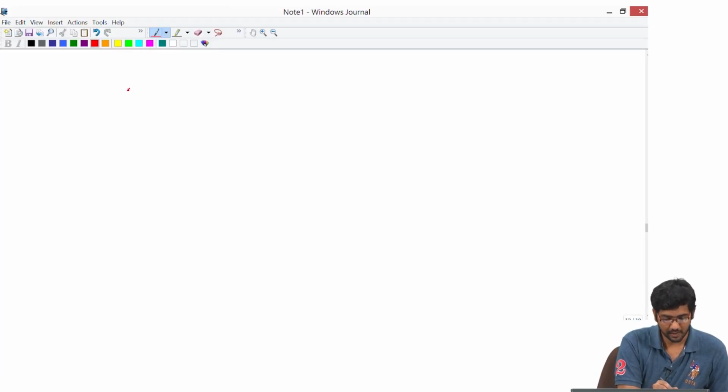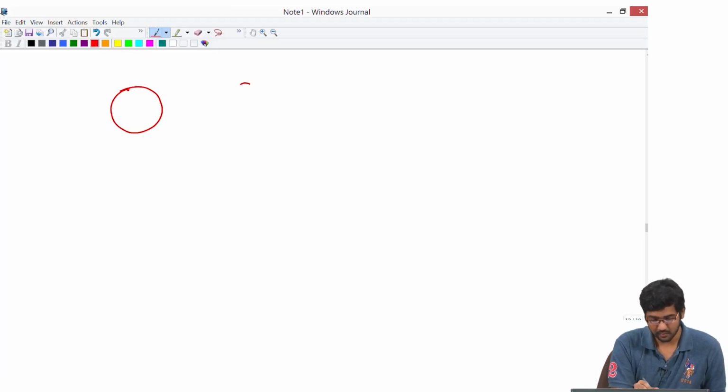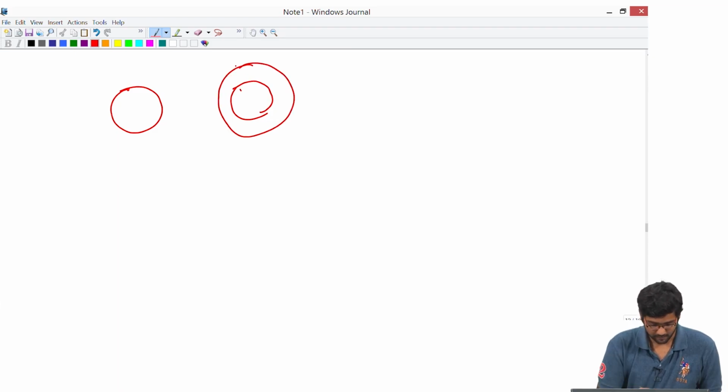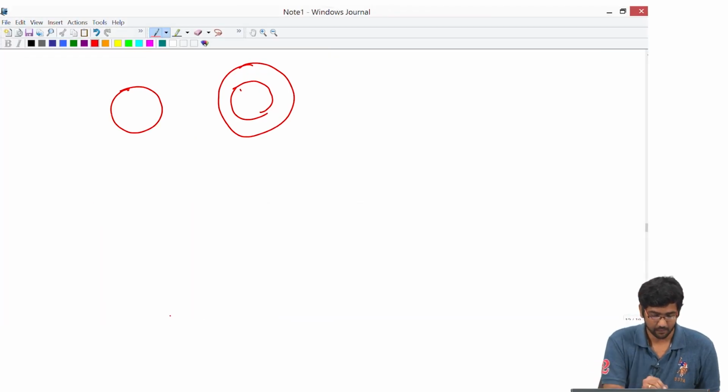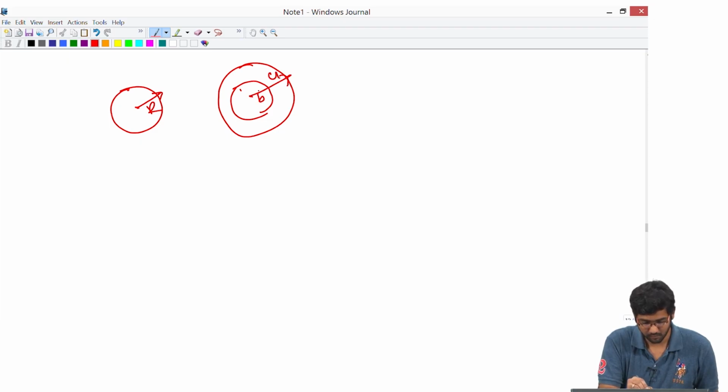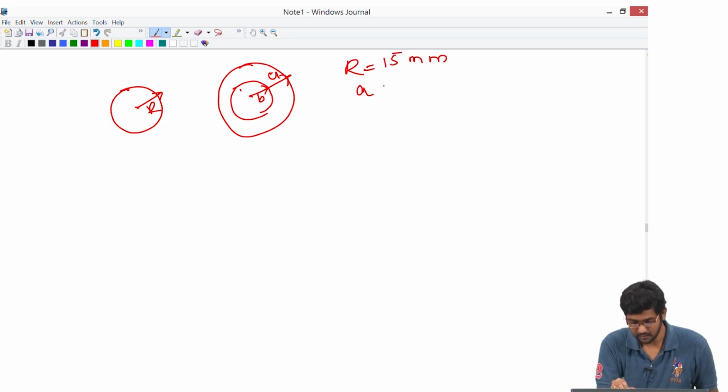The geometry is, one is a round pipe, the other is an annular pipe. If you look at the dimensions, R is 15 mm, A is 25 mm.